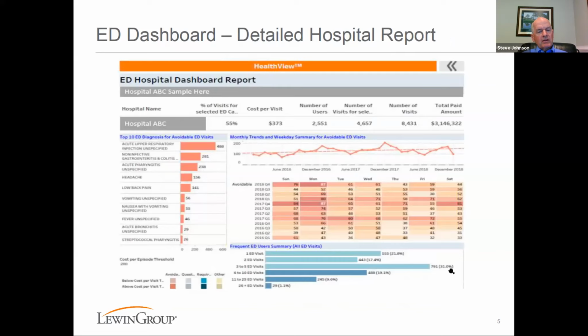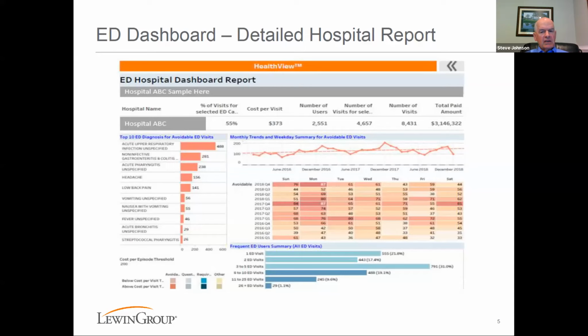If I pick one of those hospitals, it takes me to a hospital dashboard where, on the left-hand side, I can understand the reasons people are going to the hospital for avoidable services. It's coughs, colds, sore throats, earaches, a lot of routine care that could be seen in a primary care setting. I can see the trend over time in that little graph. At the top I see there were $3.1 million worth of avoidable care provided in this particular hospital.